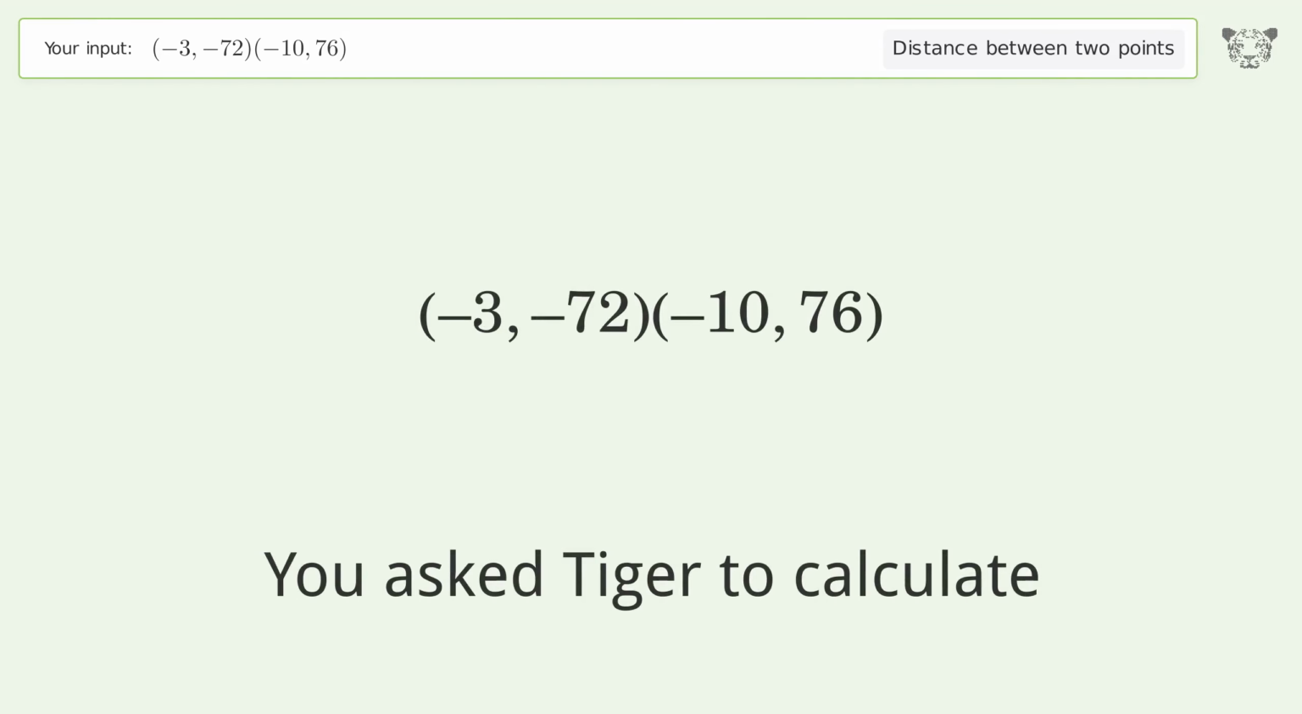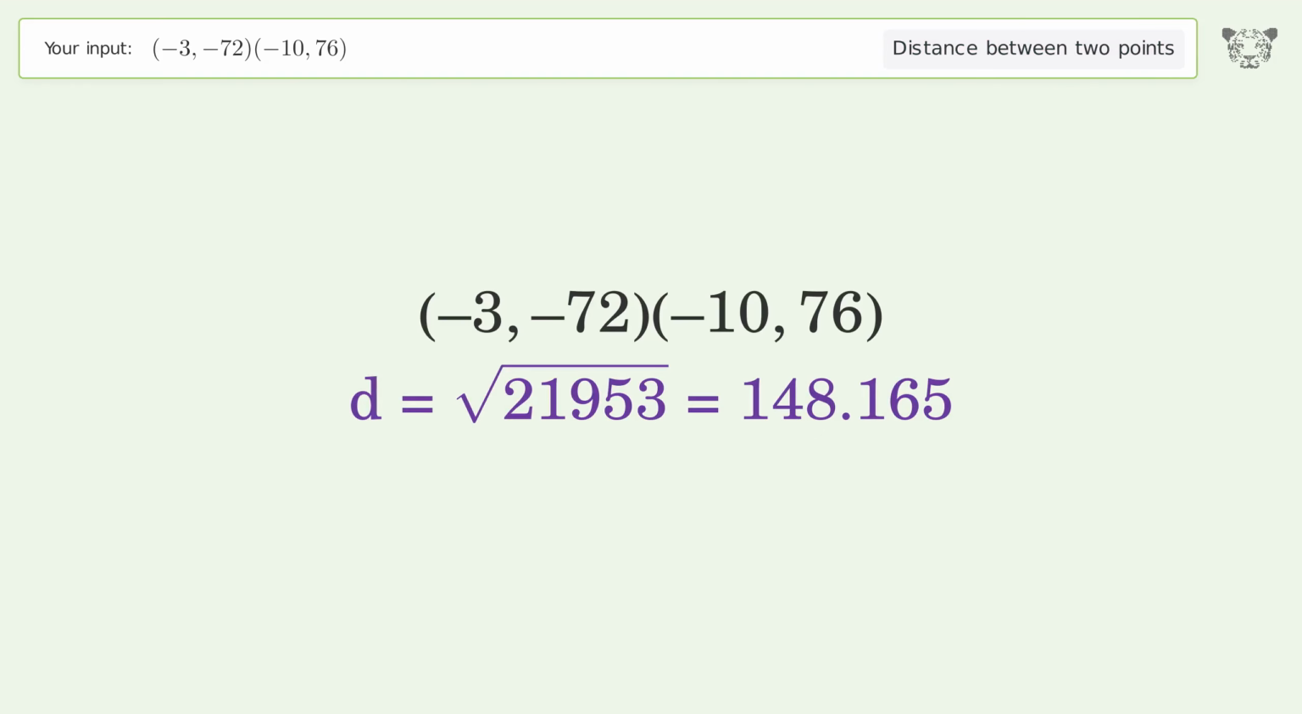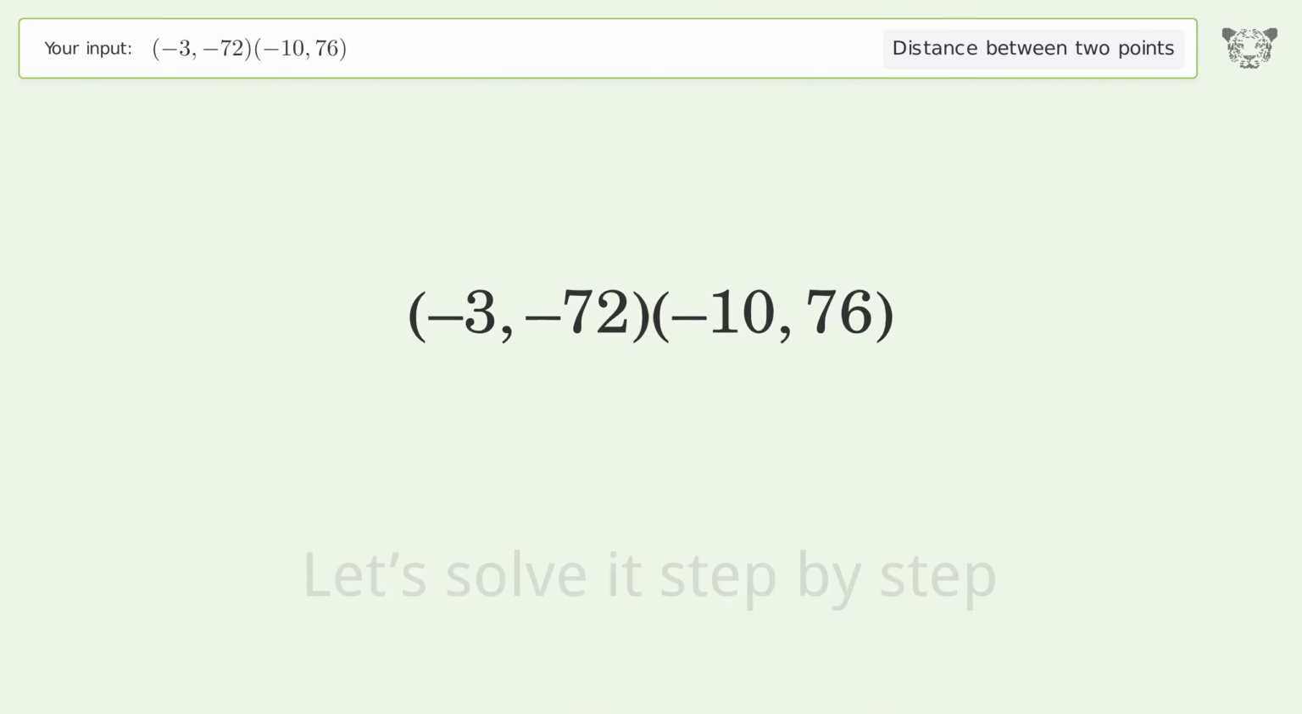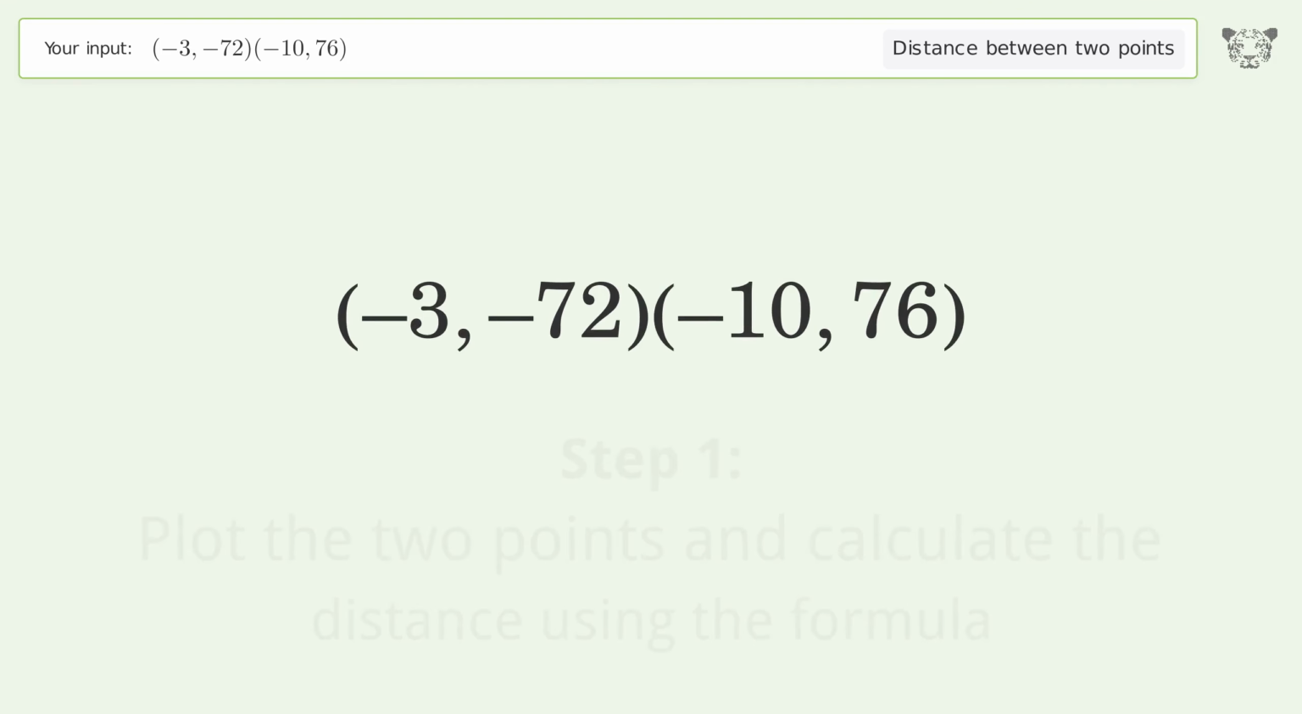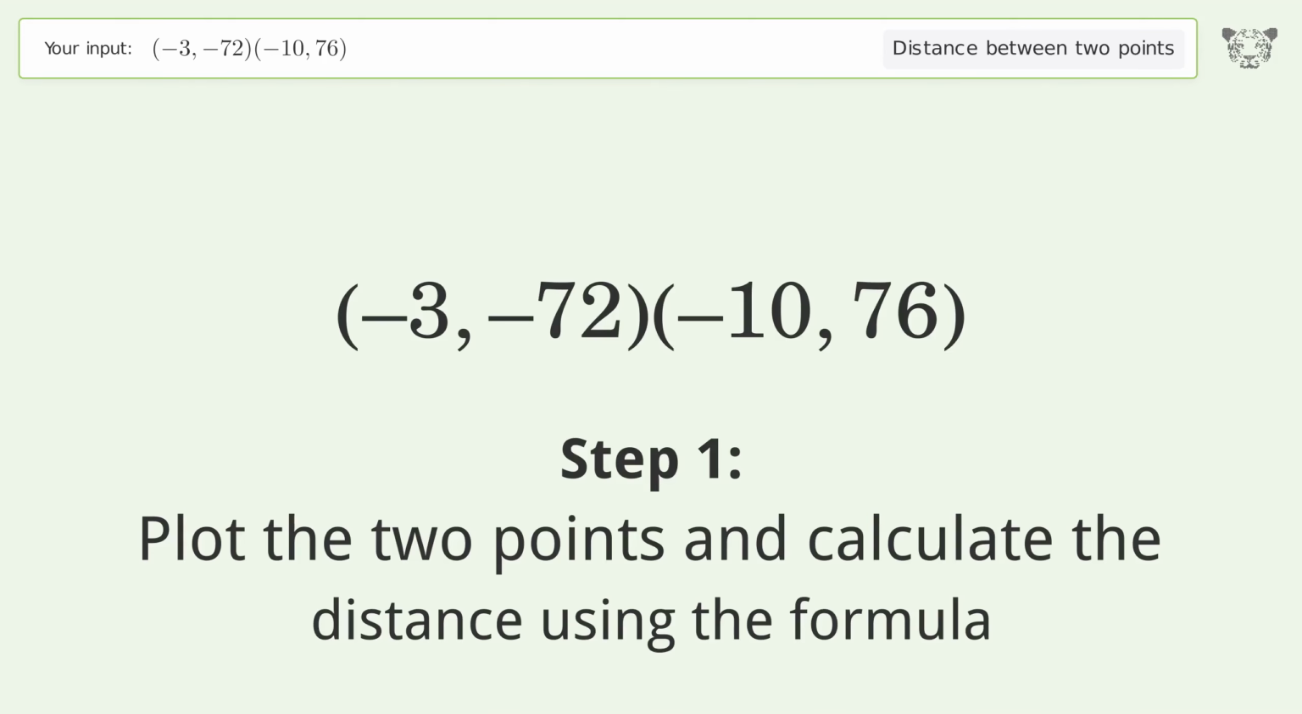You ask Tiger to calculate. This deals with the distance between 2 points. The distance between the 2 points is the square root of 21,953 or 148.165. Let's solve it step by step. Plot the 2 points and calculate the distance using the formula.